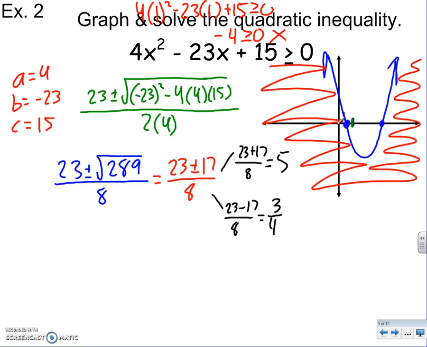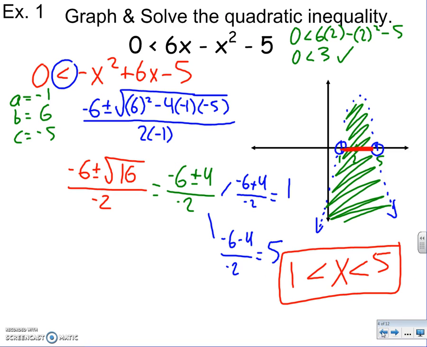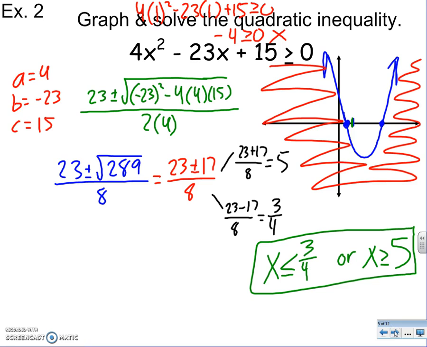So I have to use the second one. I have to do x less than the first one, which was less than 3/4. Then you write or x is greater than the second one, so greater than 5. Now since my picture has a solid line, I put equal signs there. Here's my answer. All right, so x cannot be in the middle. You can't use the form we used before because we're not shading inside the U. We're shading outside the U.